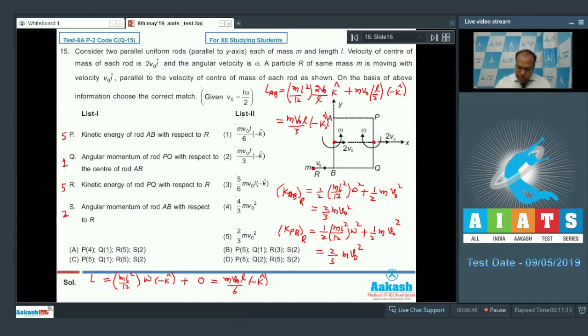So if I check the options, then option C is the correct answer. Let's move to question number 16.